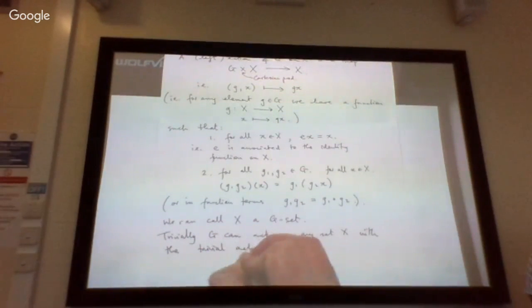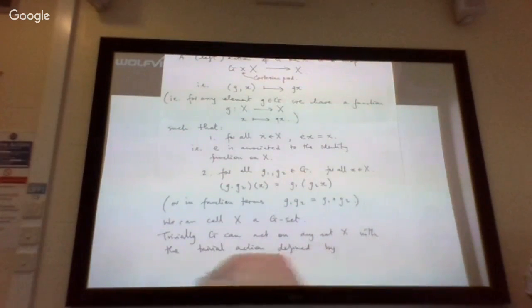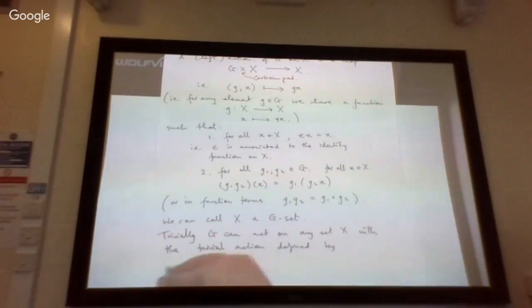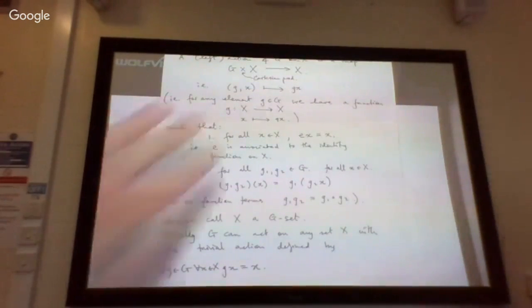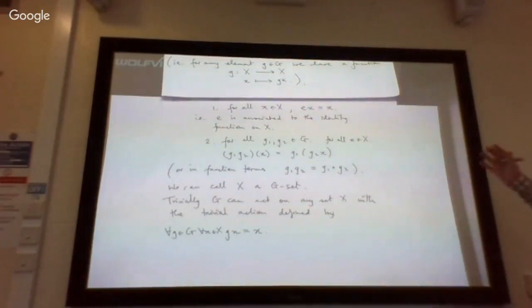And this isn't particularly interesting. Trivial action defined by g of x equals x all the time. So for every g, an element of G, and for every x, an element of X, g of x is always equal to x. But that's supremely boring. Nothing moves around. Everything does the same thing. Not particularly interesting. So that's the definition.